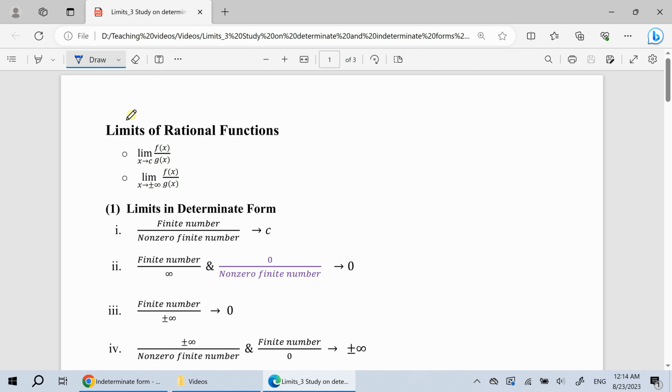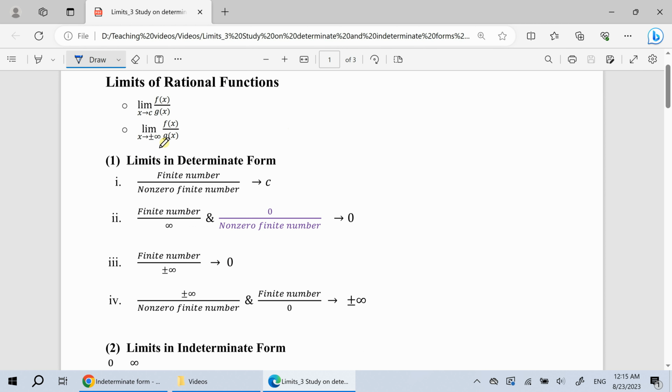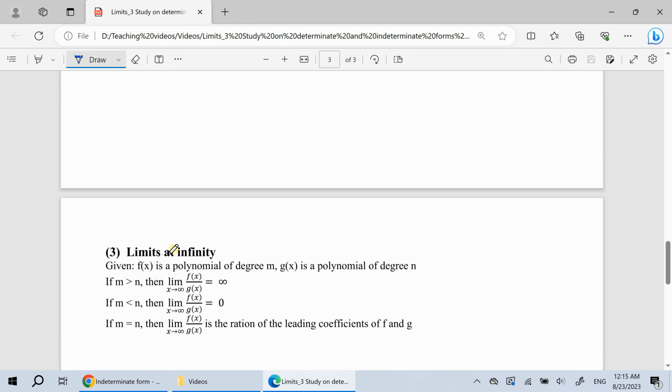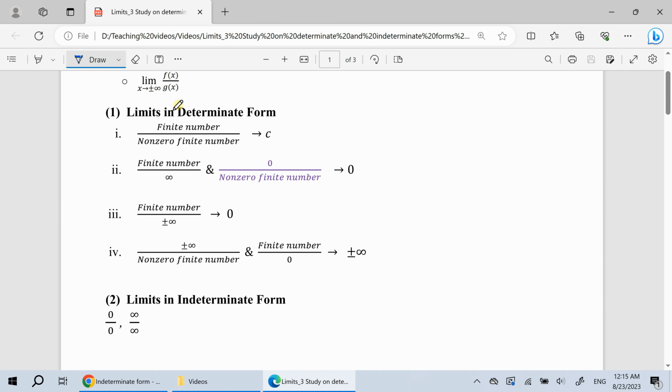Today's learning topic is limits of rational functions, as x approaches c, a fixed number, or x goes to infinity. Our discussion will be based on three aspects: limits in determinate form, indeterminate form, and limits at infinity. For the determinate form, the limit can be any arbitrary number or the special number 0 or infinity.